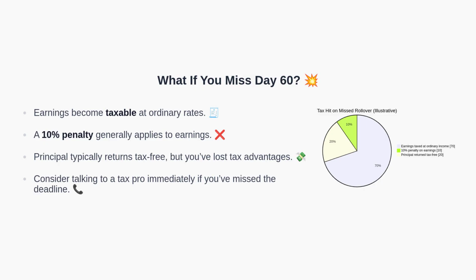If you miss day 60, the earnings portion of the distribution becomes taxable at ordinary income tax rates and is generally subject to a 10% penalty. Principal amounts are typically not taxed, but you lose the tax advantage status on the earnings. If this happens, consult a qualified tax professional immediately to understand your options.